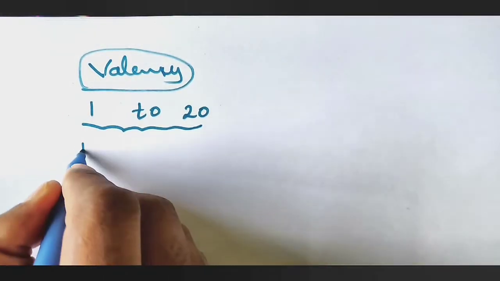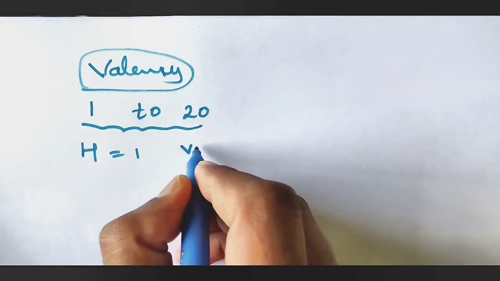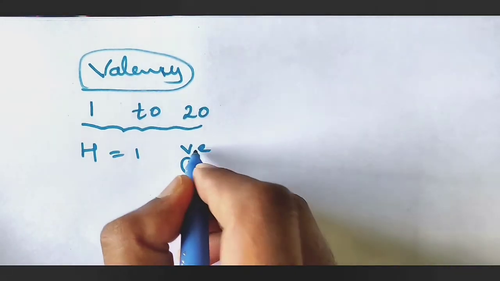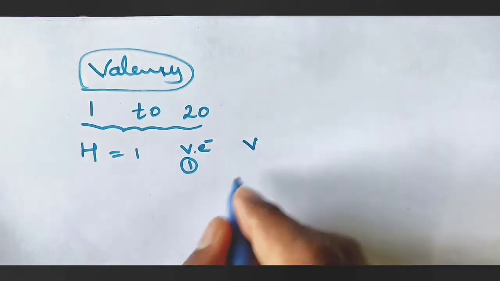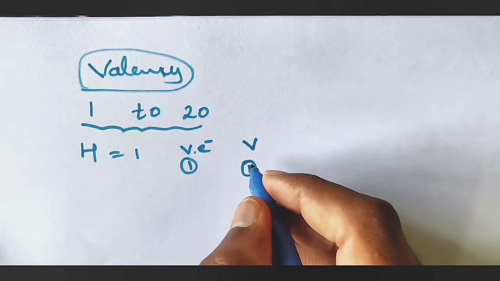Clear? So hydrogen is there, the atomic number is 1, so the valence electron will be 1. What is the valence electron? 1. So the valency will be equal to 1. Why will the valency be 1?